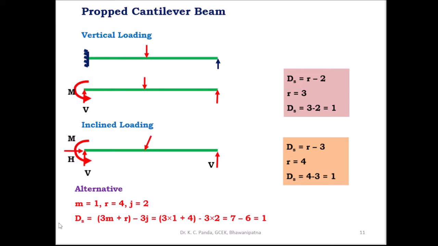Using this expression also, you can determine the degree of static indeterminacy. Here you have to know the number of members, number of reaction components, and number of joints. In this case there is one member, m = 1, and 4 reaction components, 3 plus 1, and 2 joints, j = 2. Using these values in this formula, ds = 3 into 1 plus 4 minus 3 into 2, that is 3 plus 4 is 7, minus 6, equal to 1. So the degree of static indeterminacy of the propped cantilever is equal to 1.